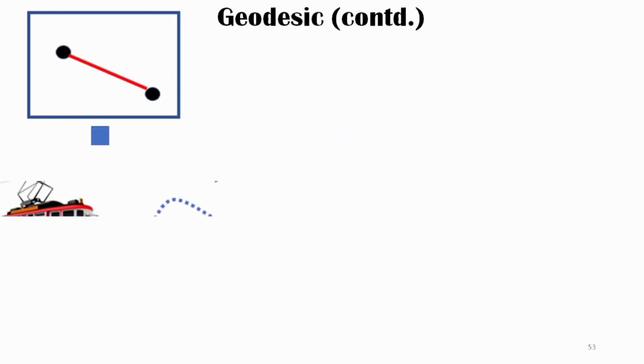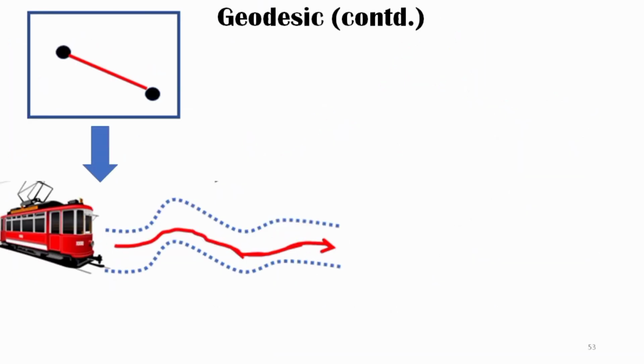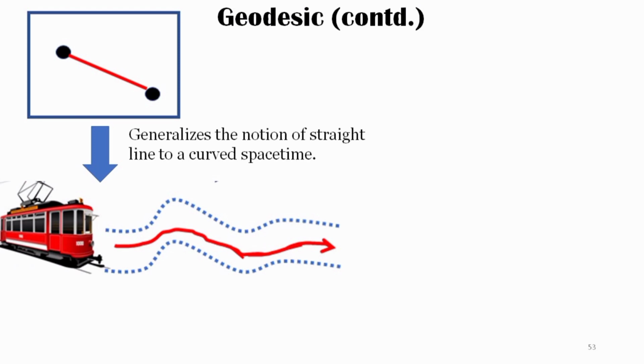So what we can say is that in general relativity, geodesic generalizes the notion of a straight line to a curved space-time, right? Why? Because the straight line is no more straight. We are taking curved space, so it gets generalized. We don't call it a straight line, we call it a geodesic. So the world line of a particle free from all external non-gravitational forces is a particular type of geodesic. Here I would like to show that gravity is due to the curved space-time. That is why geodesic is important.